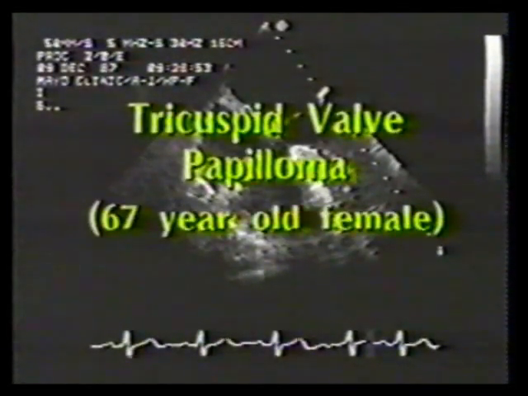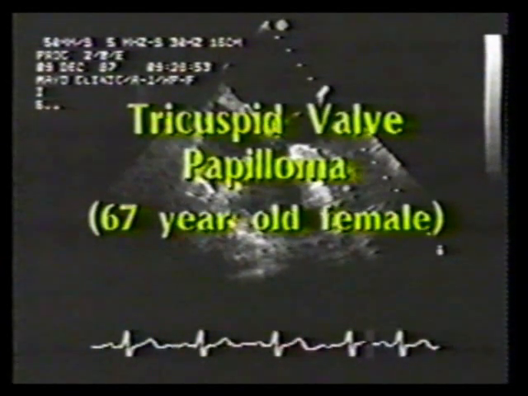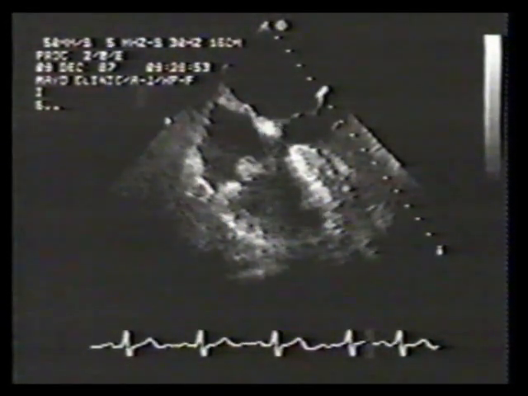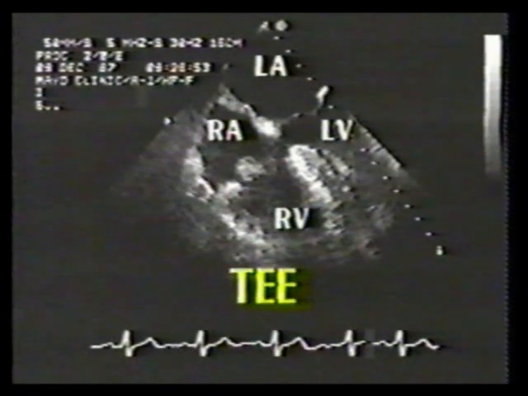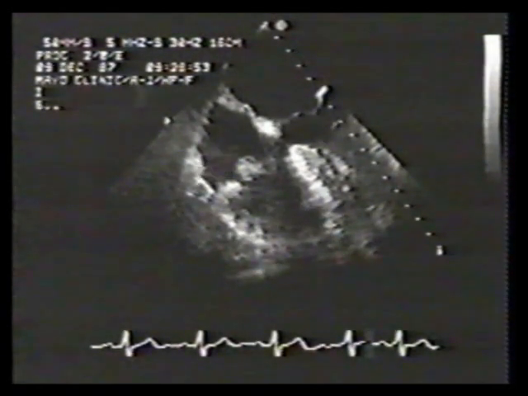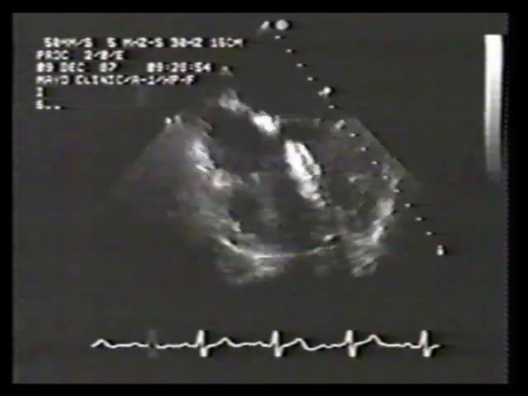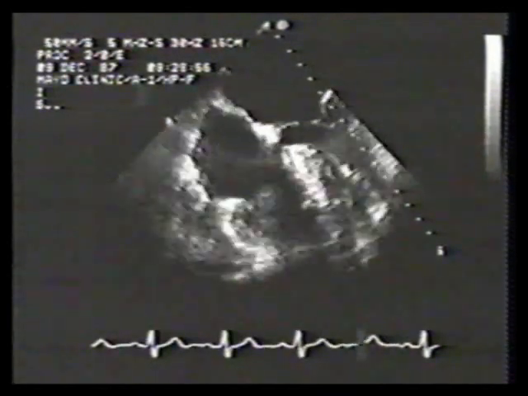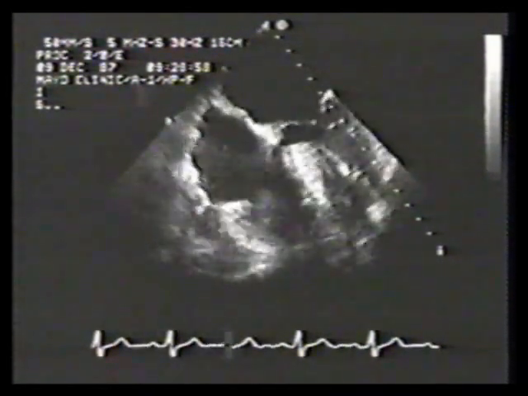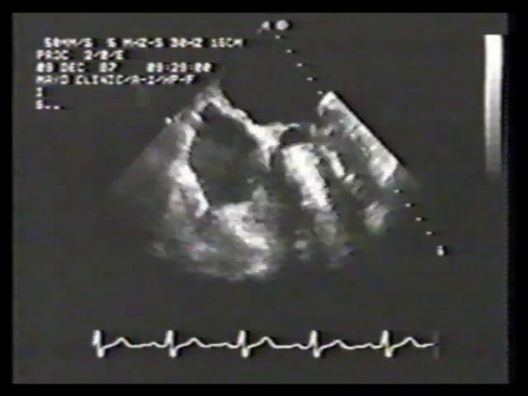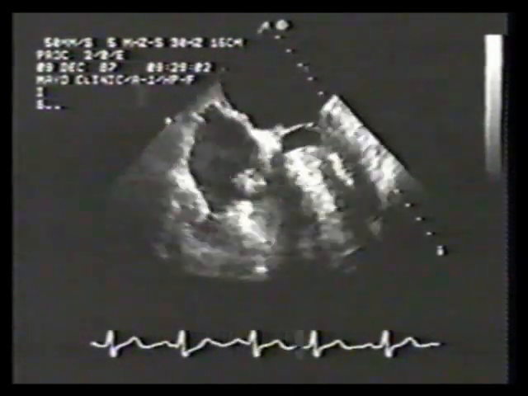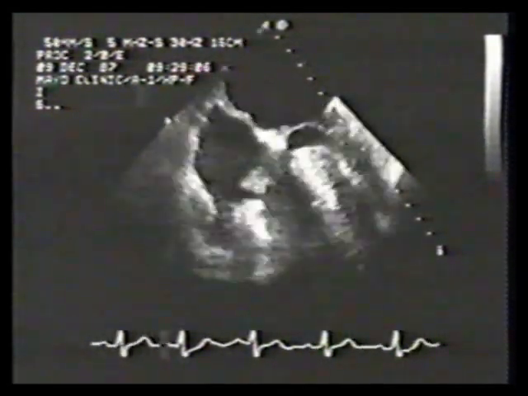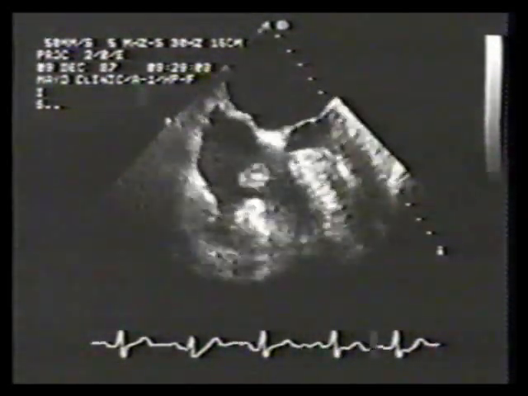The second example of a papilloma is in a 67-year-old female. The tumor was best elucidated by transesophageal echocardiography as a 1 by 1 centimeter mass attached to the tricuspid valve. Note that in real time the mass has an undulating motion characteristic of a benign papilloma. These benign tumors rarely exceed 1 by 1 centimeter in size and infrequently need surgical attention.